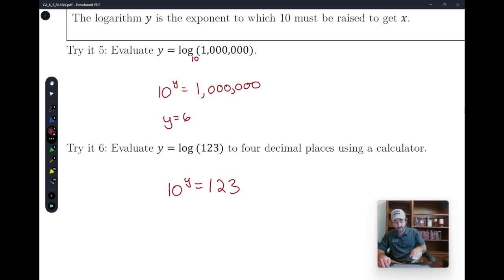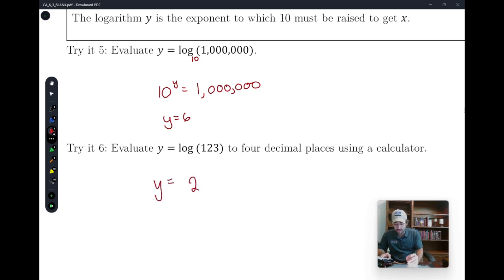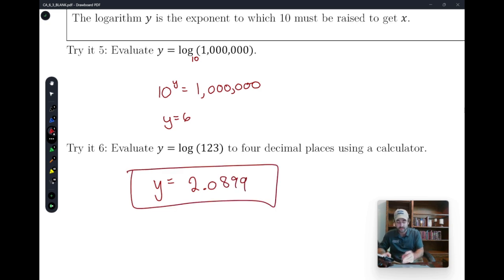And so we are going to use our calculators and just type in the calculator log of 123. The log button, if you have a calculator like this, is on the far left. Press the button that says log. It doesn't show you a base on the calculator. That's okay. Assume base 10. 1, 2, 3. Close it up. And I got y equals 2.0899. They asked for 4 decimal places, so we are good to go.